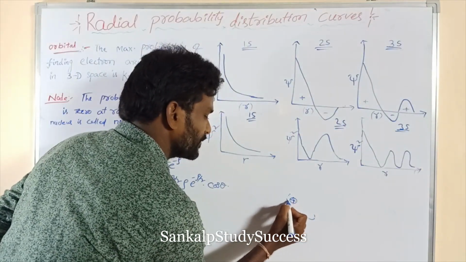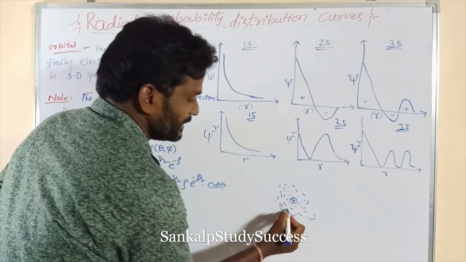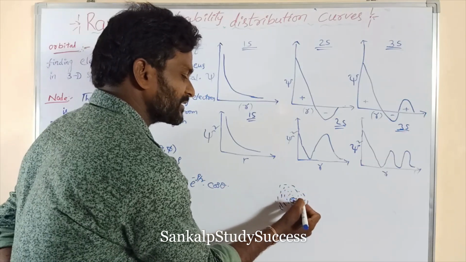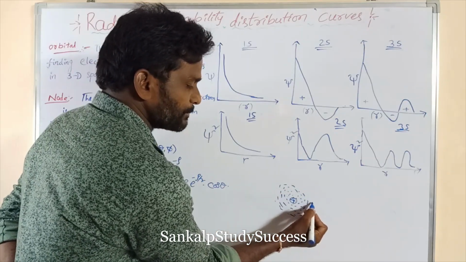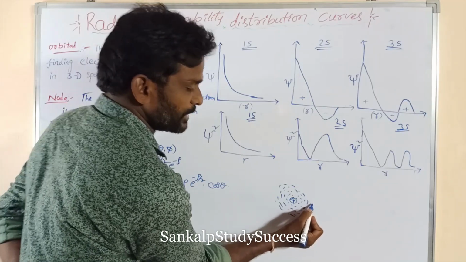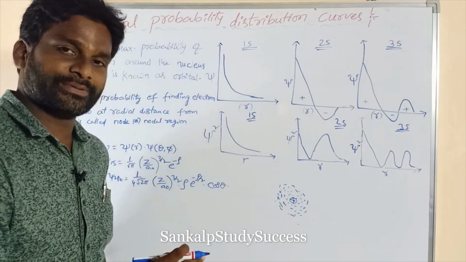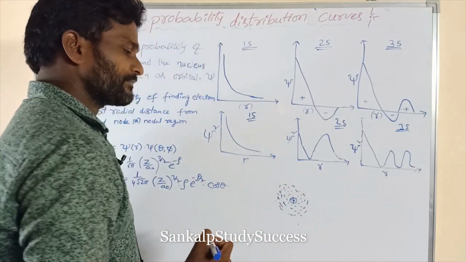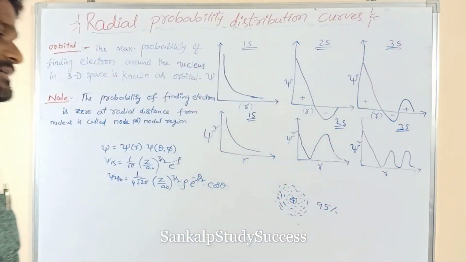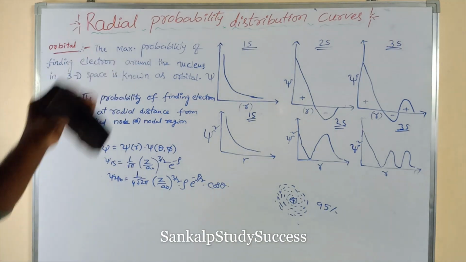Now orbital. Suppose this is the nucleus, and here the electron can revolve around the nucleus. If we mark the region where the electron revolves with dots, this is the region of maximum probability of finding the electron around the nucleus. Here, in this space, the probability of finding the electron is zero, since the electron cannot revolve in this space. But in this space is the maximum probability of finding the electron around the nucleus in three-dimensional space. That is said to be an orbital. This maximum probability is taken as approximately 95%. That is the definition: the maximum probability of finding an electron around the nucleus in three-dimensional space is known as an orbital.